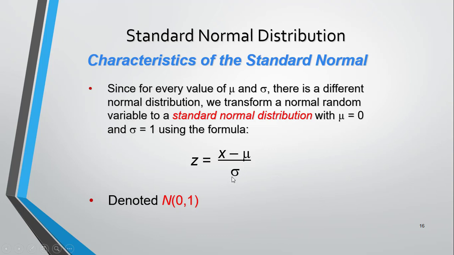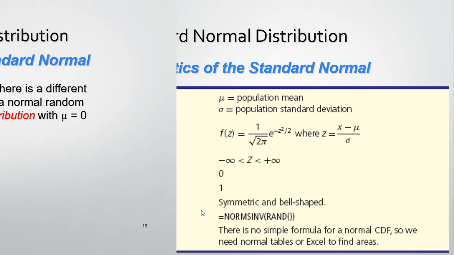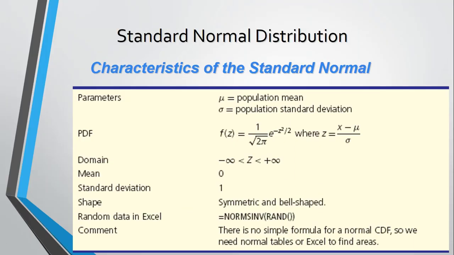Okay. And after the transformation, the normal distribution becomes a standard normal distribution with mu of 0 and standard deviation of 1, denoted as capital N(0, 1). Okay. And the characteristic of the standard normal is simpler than the normal distribution.